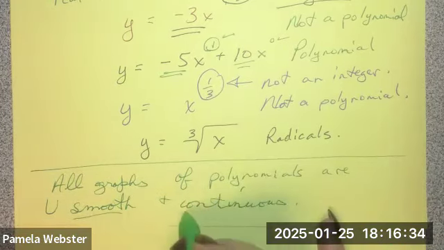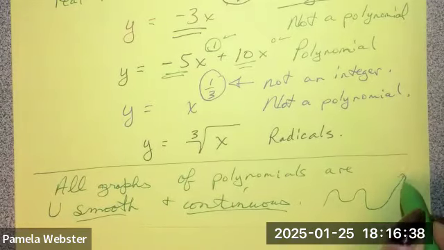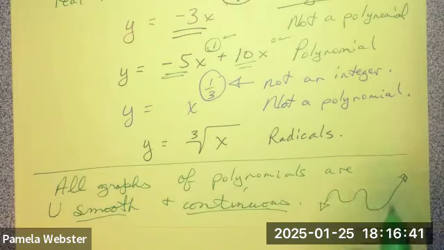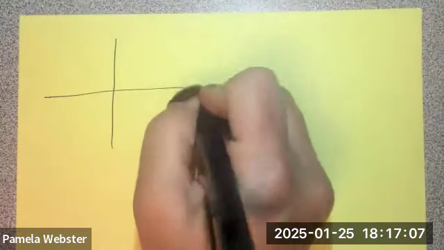So smooth. Continuous, what does that mean? That means when I draw my graph, I never pick up my pen. Okay. So there are functions out there that are piecewise functions, right? We can put pieces together and that's fine, but those are not polynomials. Okay, so smooth and continuous. So let me just give you a couple of graphs and we'll see what you think.